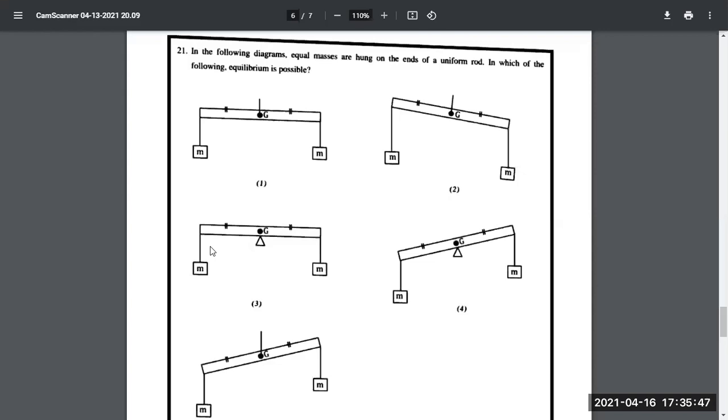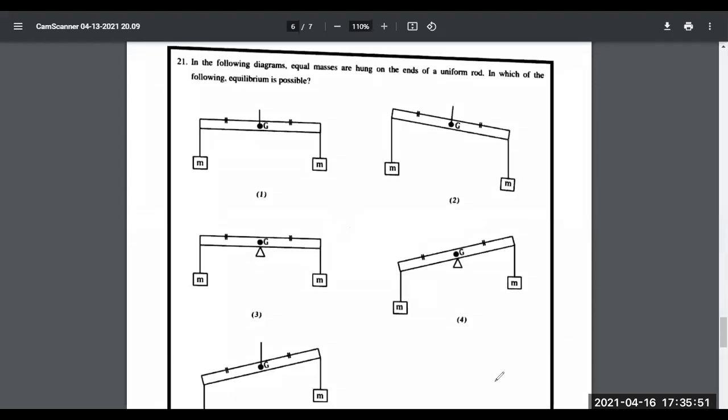Question number 21. All right, question number 21. In the following diagrams, equal masses are hung on the ends of a uniform rod. Uniform rod means that the center of gravity is going to be exactly at the center. In which of the following is equilibrium possible? Is that what they're asking?